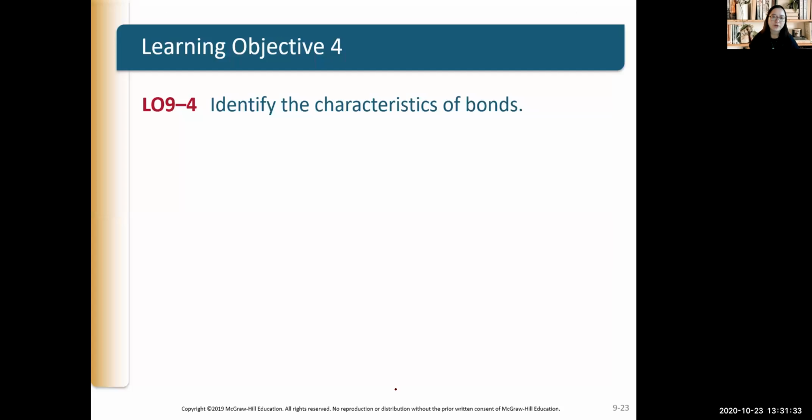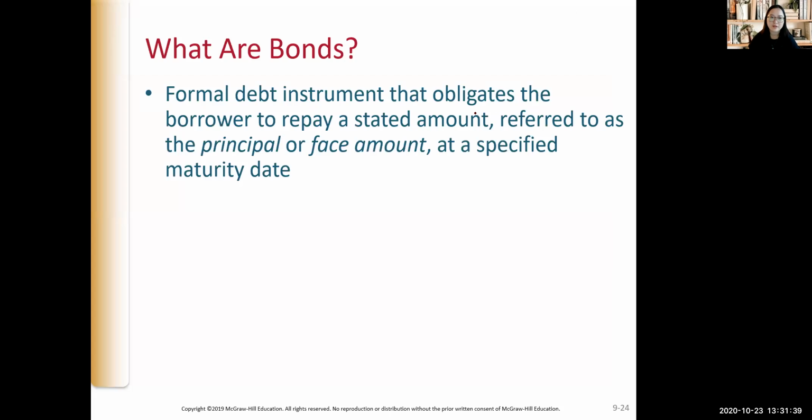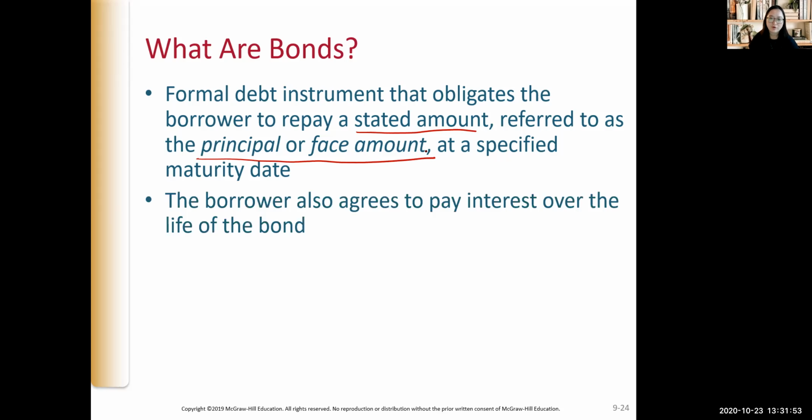Okay. And we're going to briefly talk about bonds, and in the next video we're going to talk about bond pricing. So what is a bond? A bond is a formal debt instrument that obligates the borrower to repay a stated amount, referred to as the principal or face amount, at a specific maturity date. The borrower also agrees to pay interest over the life of the bond. It's almost similar to a note, right?